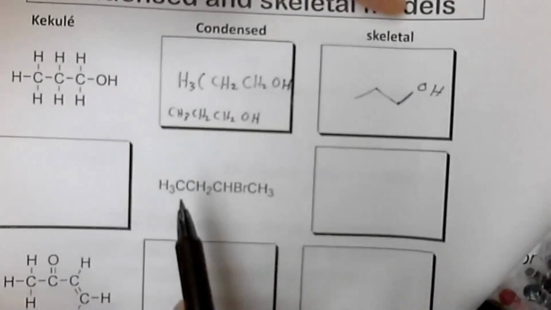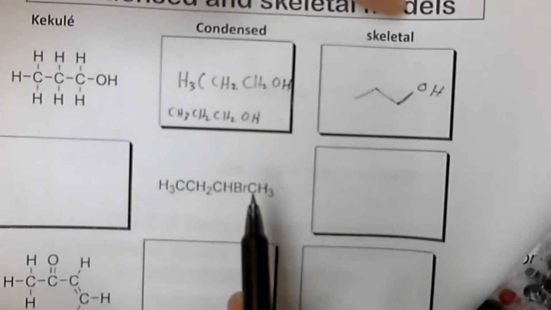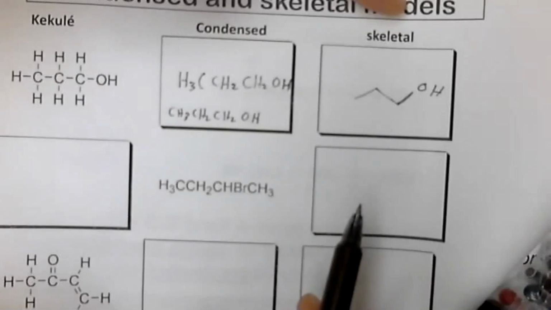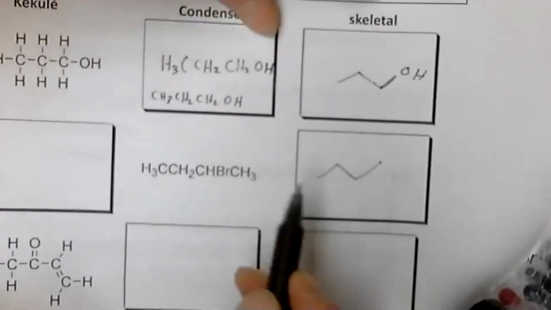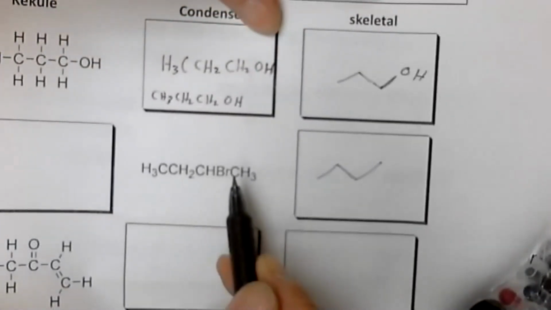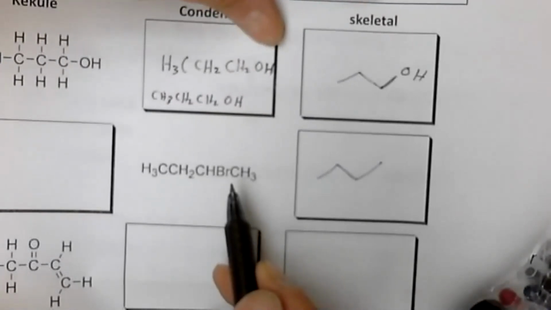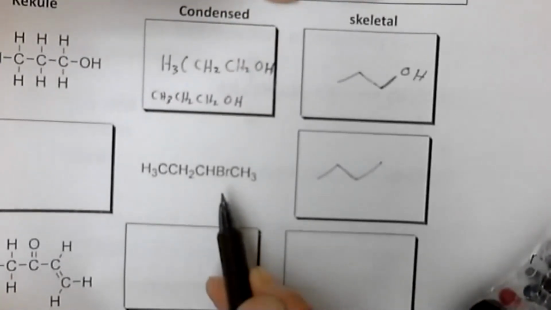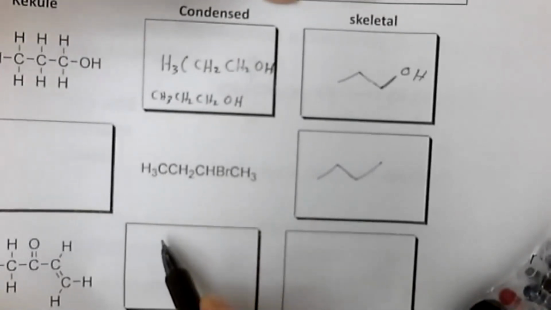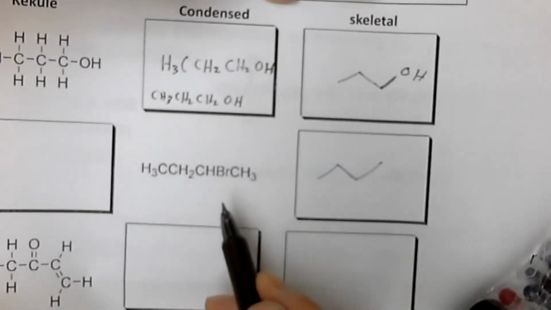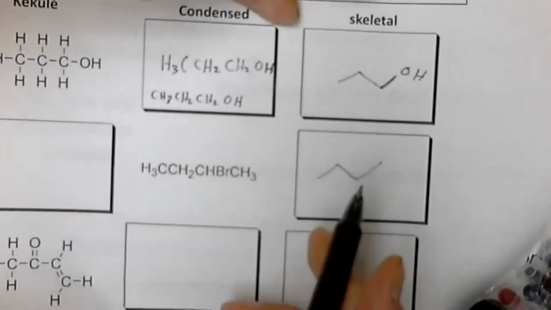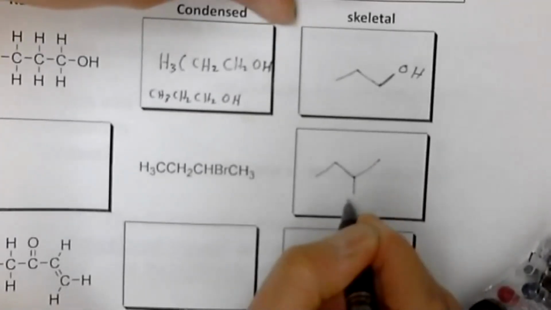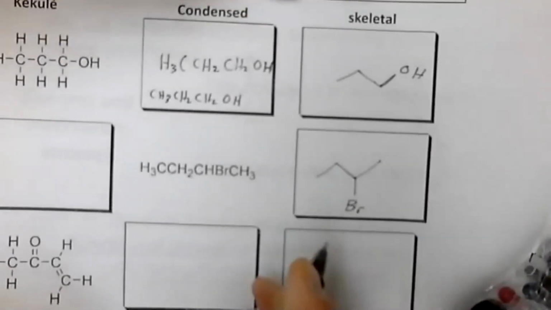How many carbon zigzags should it be? 1, 2, 3, 4. It's a 4 carbon zigzag, yeah? Butane. Where is the Br? Is it on carbon 1, carbon 2, carbon 3, or carbon 4? It has to be carbon 3 because that's where the CH is. So I just go Br. There we go, that's a skeletal structure, right?